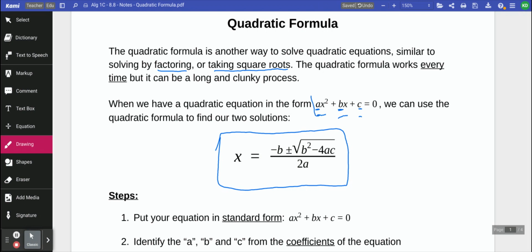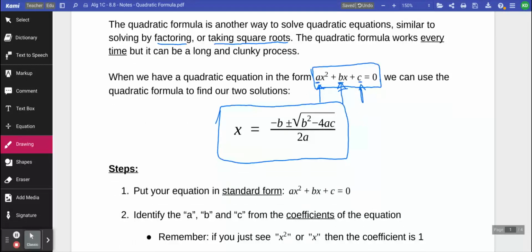So for this equation, we need it equal to 0. And then we look in front of x squared. If there's nothing there, we say it's 1. In front of the x, if we just see an x, it's 1. If there's nothing there at all, it's 0. And then the c term, okay? So we plug in those a, b, and c's, not the x's, right? We're solving for x, so we should only have numbers that we're dealing with.